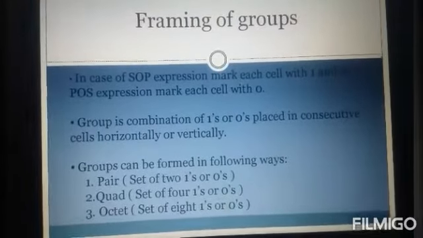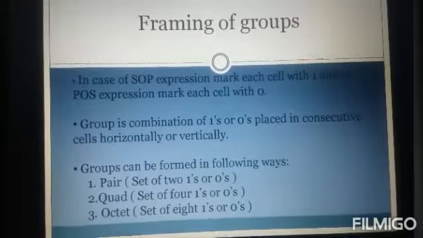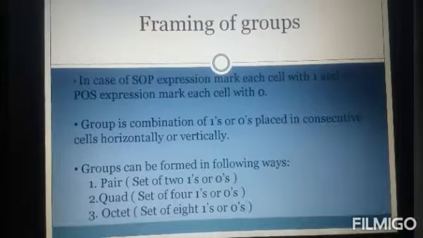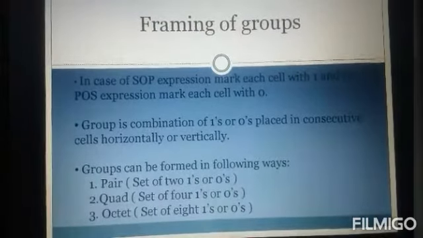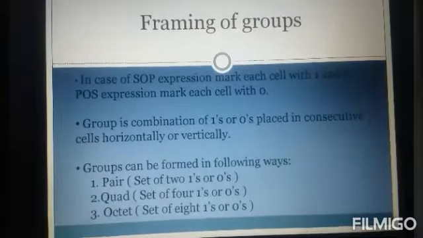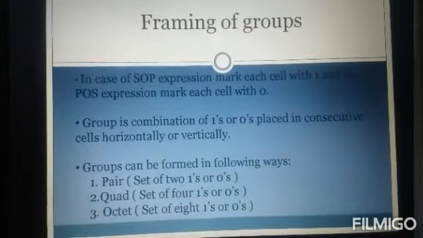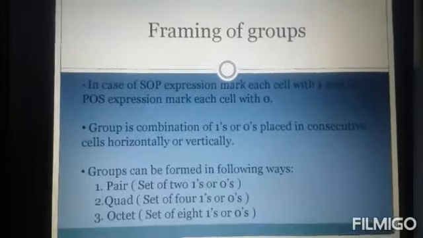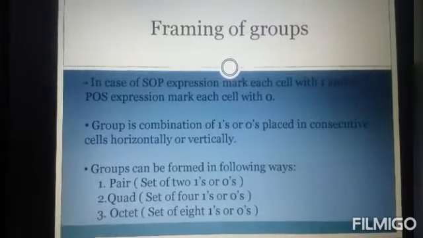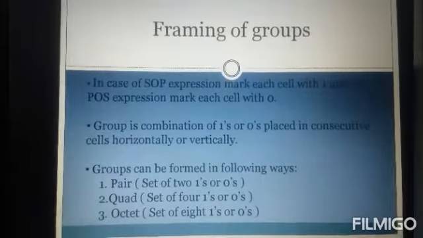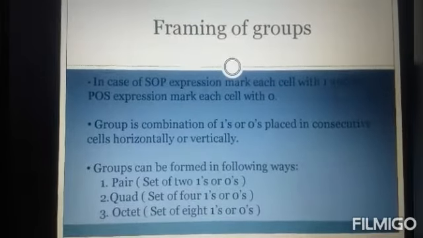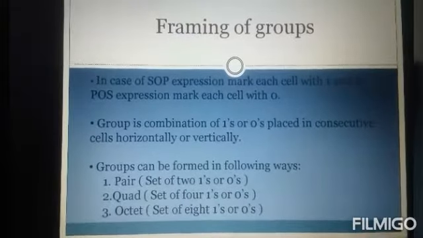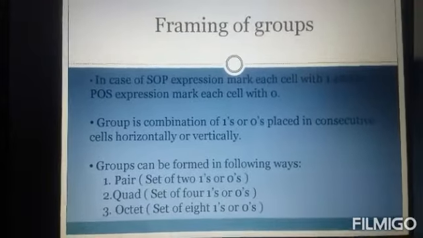The next point, the groups can be formed in the following ways. Either you have to create a pair, or a quad, or an octet. A pair is the combination of 2 ones or 2 zeros. A quad is the combination of 4 ones or 4 zeros. An octet is a combination of 8 ones or 8 zeros. But concentrate on that, either horizontally or vertically. Horizontally means a sleeping line, vertically means a standing line.